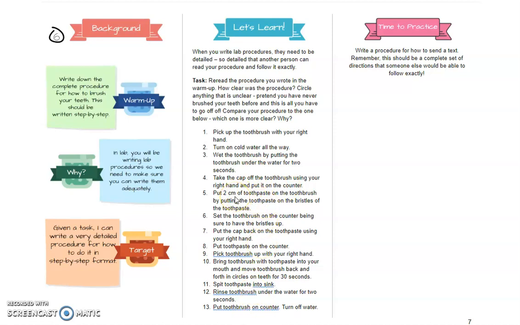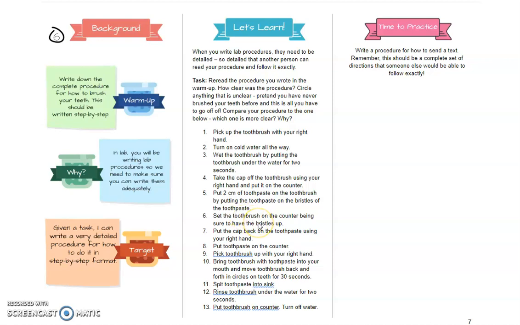All right, and then put 2 centimeters of toothpaste on the toothbrush by putting the toothpaste on the bristles of the toothbrush right here. So when we talk about that, we want to make sure that you're thinking about where exactly you're putting something. If you're telling someone to make a peanut butter and jelly sandwich and you just say put jelly on the sandwich, people don't understand which part of the bread to put it on. Maybe they're putting it on the top. Maybe they're not even putting it on there at all. Same kind of thing here.